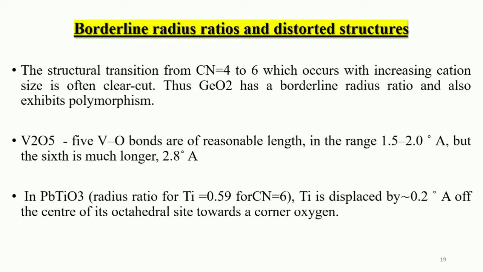Now we will talk about borderline radius ratios and distorted structures. The structural transition from coordination number 4 to 6, which comes with increasing cation size, is often clear cut. Thus, GeO2 has a borderline radius ratio and also exhibits polymorphism. Both polymorphs have highly symmetrical structures with coordination 4 and 6 respectively. Polymorphs with coordination number 5 do not occur with this compound.